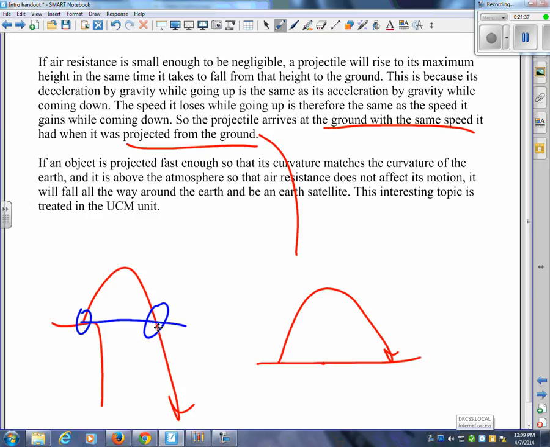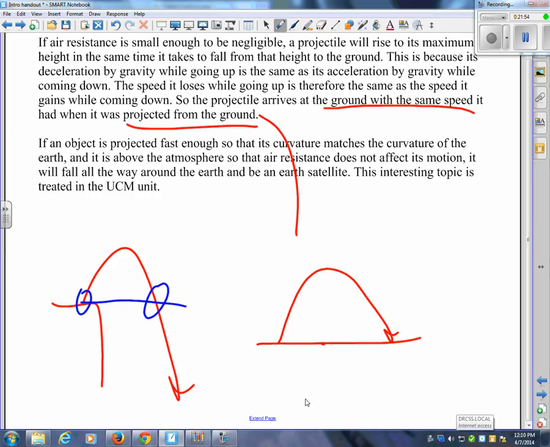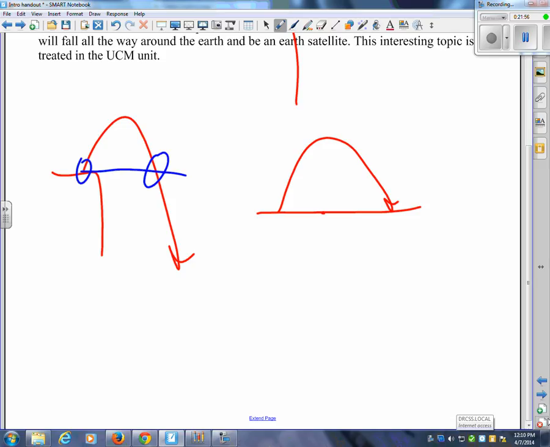If an object is projected fast enough so that its curvature matches the curvature of the Earth, and it's above the atmosphere so that air resistance does not affect its motion, it will fall all the way around the Earth and become an Earth satellite, right? And you may have seen this in grade 11, I can't remember. Imagine if I'm on top of a really tall mountain and I throw a tennis ball, right? It's going to do this, right? And eventually I'm going to be able to throw it so fast that it literally falls all the way around.